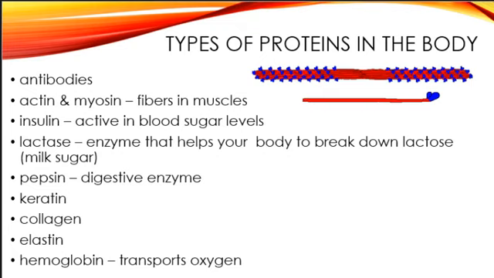Hopefully they'll drop it. All right, lactase, the enzyme that helps you break down milk sugars. Pepsin helps you digest your food. Guys, listen. Keratin makes our skin and our hair harden. I know that sounds bad, but collagen makes our bones elastic. Elastin is in our ears right here, in our cartilage. Hemoglobin transports oxygen. All these things are proteins.